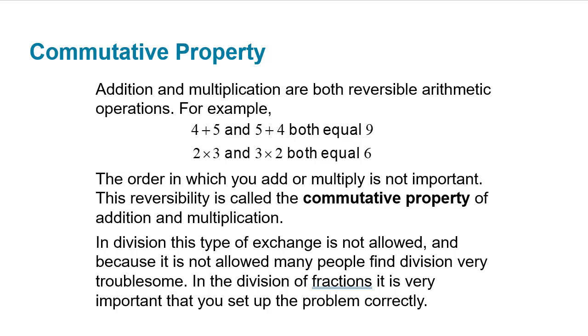Okay, some quick vocabulary. The commutative property means that we can do things in opposite order and it still remains the same. So 4 plus 5 is the same thing as 5 plus 4. 2 times 3 is the same thing as 3 times 2. That's the commutative property, and it really only works for addition and multiplication.